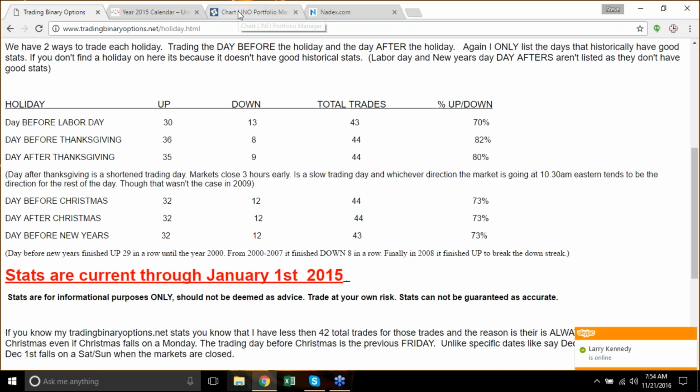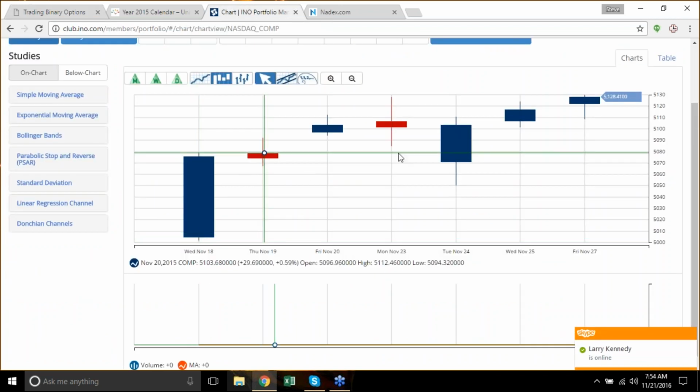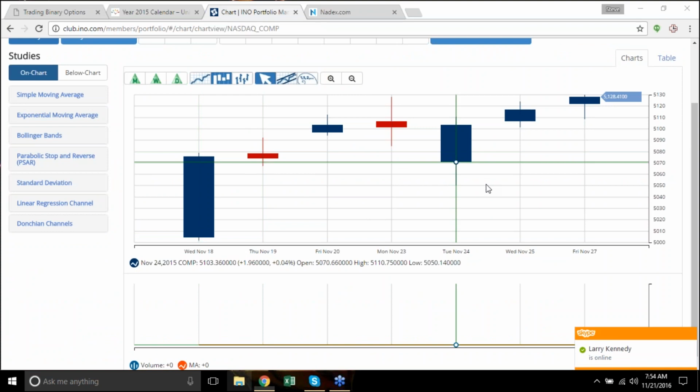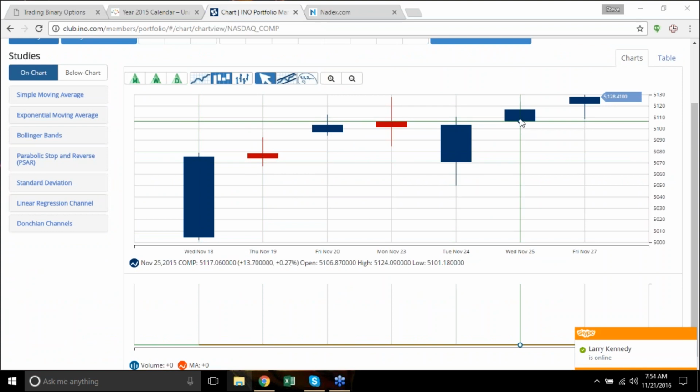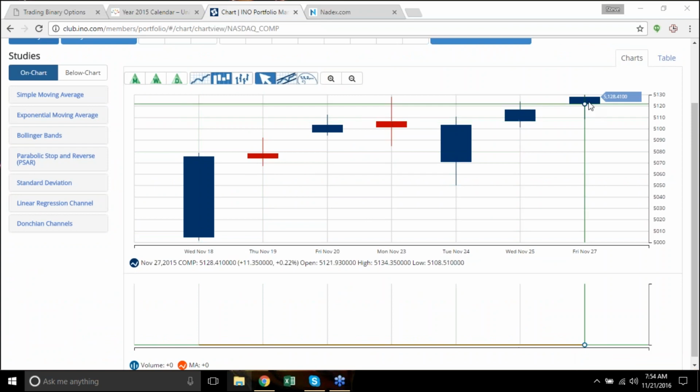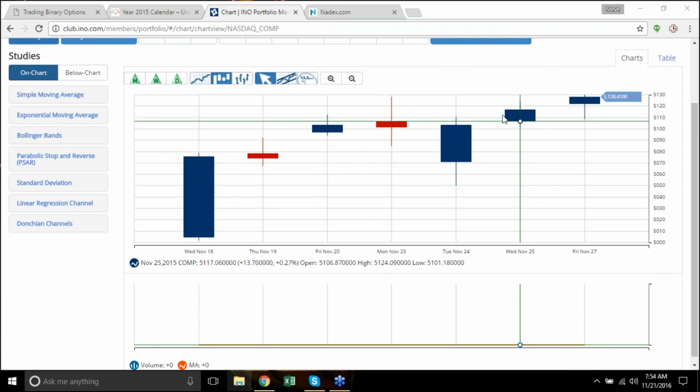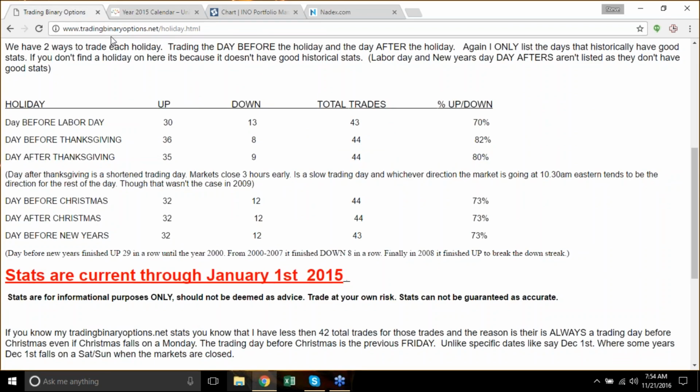I did pull up last year's information as well, and this is the day before Thanksgiving right here, which is a Wednesday, the 25th, and this Friday is the day after. So both of these were winners last year as well, so this should be 37 and 8 and 36 and 9. So a little better than these two numbers here.